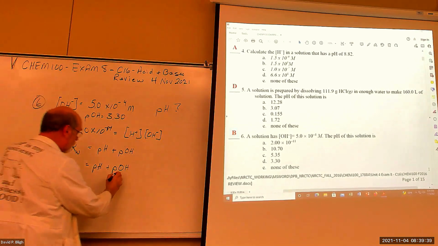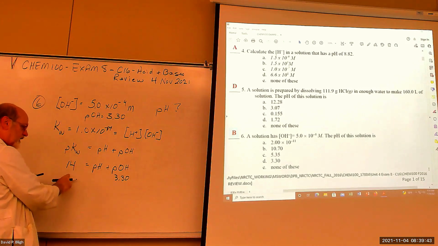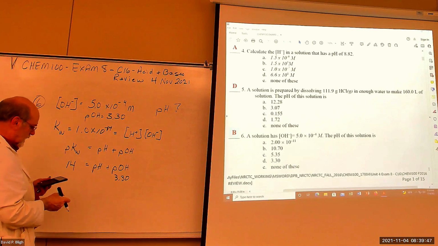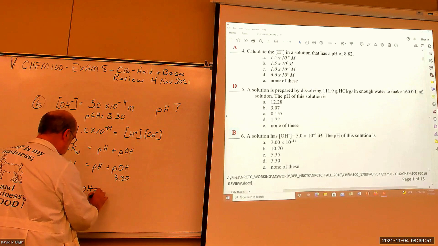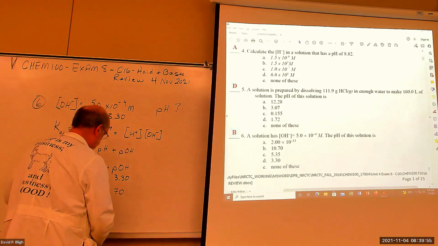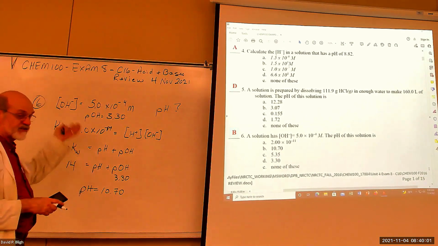Right? So if we know this is 3.30, all we need to do is subtract that from 14. And I get 10, actually. pH equals 10.70. There it is. So that's another way of doing it. And I think this is easier.